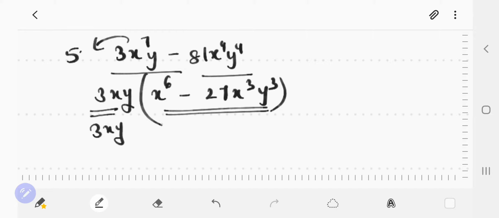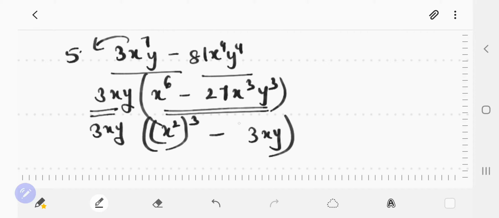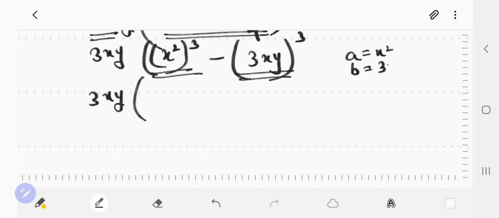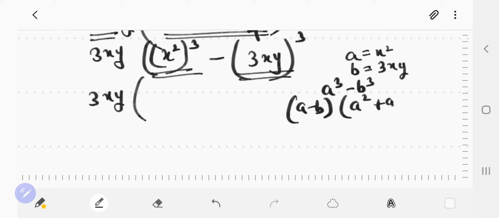3xy you keep it as it is. For x^6 you have to write x square whole cube and for 27 you can write 3xy whole cube. When you open 3xy whole cube you will get 27x cube y cube. Clear? So we have 3xy which you will keep as it is, and this cube. So your a is x square and your b is 3xy and you have to apply the a cube minus b cube identity. That is a minus b, a square plus ab plus b square.